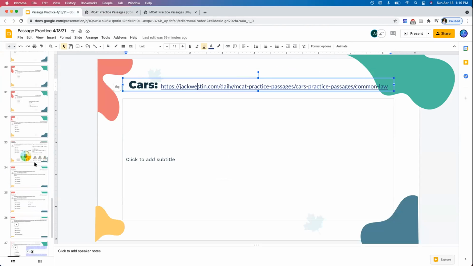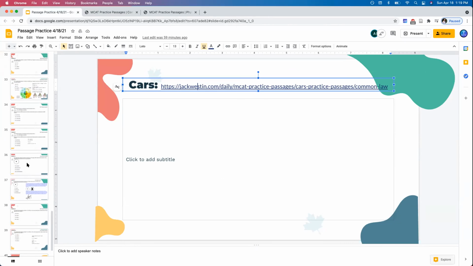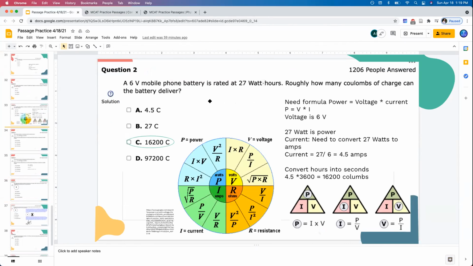Does anyone have any other questions on the passage, or not the passage, but the discrete questions we just discussed? Oh, okay. Let me go back to that question. Yeah, sorry. For that question, you're going to have to use power equals voltage times current, because those are the three given to you. Does this make sense?